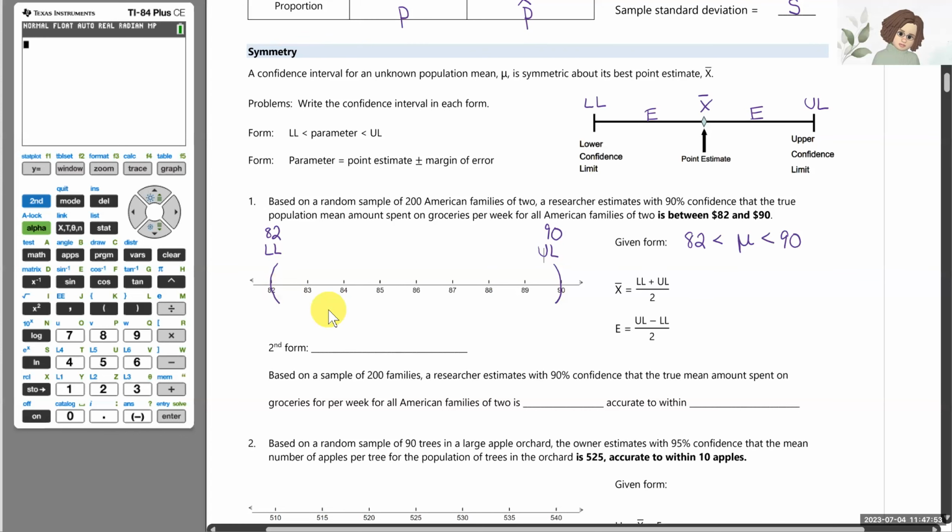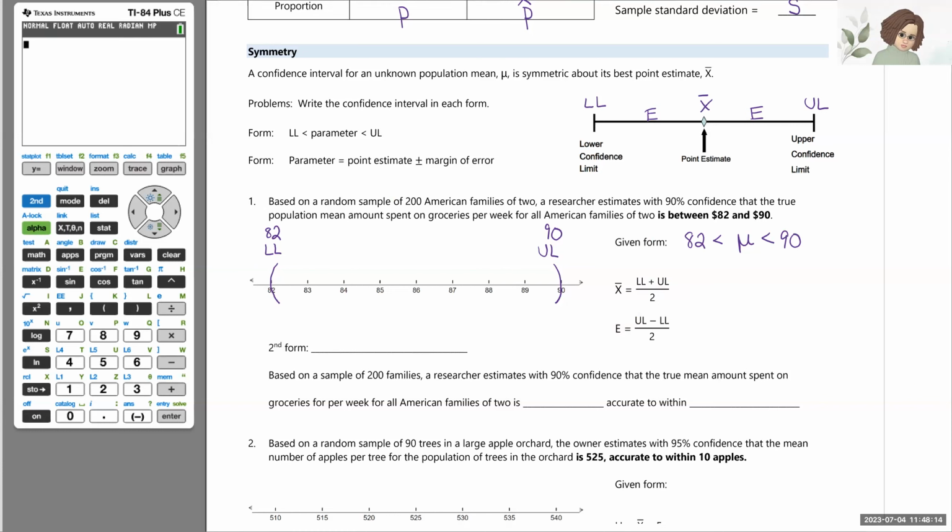All right, we are going to switch it into the second form, which is where we give our point estimate plus or minus the margin of error. So we're going to find the point estimate and the margin of error. And there are different ways to find these. I'm going to step through these formulas. So let me switch here to our second form.